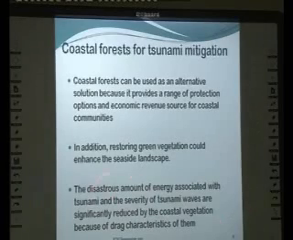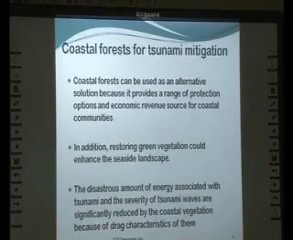So the method that reduces the energy associated with the tsunami is this: when the tsunami is passing through the coastal forest, the energy or the severity of the tsunami waves is significantly reduced because of the drag characteristics of the coastal forest. When the tsunami hits the coastal forest, the energy associated with the tsunami is reduced because of the drag characteristics of the coastal forest.